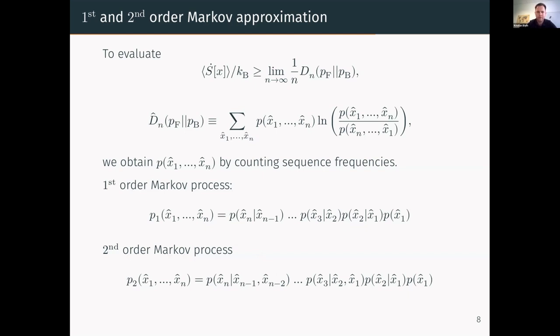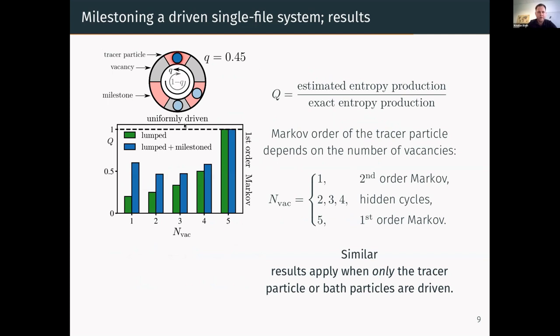Now let's look at the result. What I show you here in this plot is the quality factor, which is the estimated entropy production divided by the exact entropy production for our single file system. On the x-axis, I vary the number of vacancies. If I have 1 vacancy, that corresponds to the example I've shown you before. And if I have 5 vacancies, we only have the tracer particle visible. And you see that in all instances, milestoning after lumping improves the entropy production estimate.